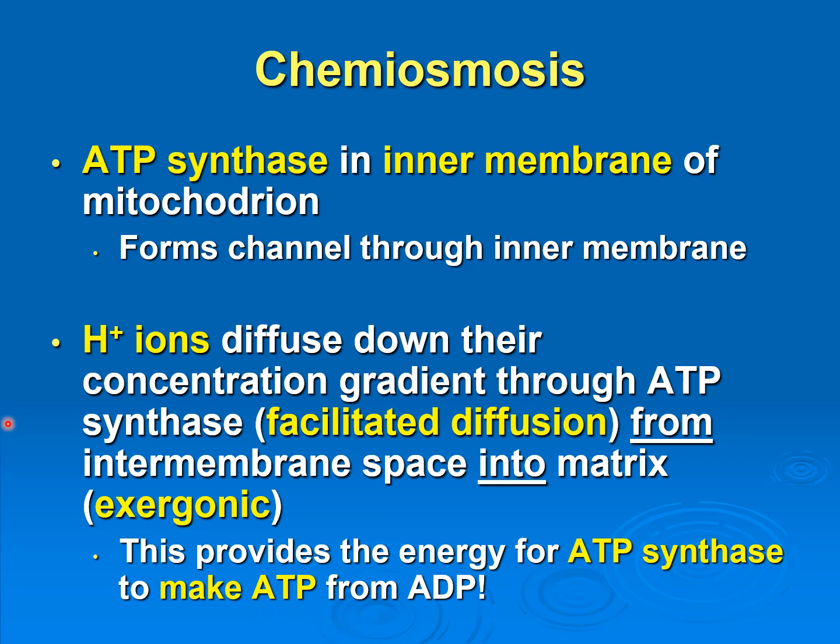And the hydrogen ions are just going to go down their gradient, going from high concentration in the inner membrane space to low concentration in the matrix. And so going down the gradient, they're going to be releasing energy. So that'll make it exergonic. And so when they release the energy, that's going to provide the energy for ATP synthase to make ATP.